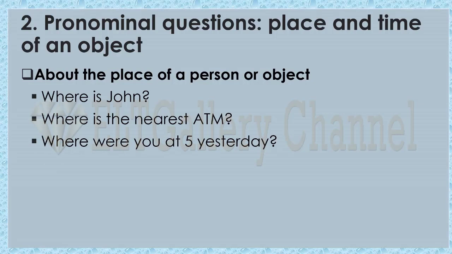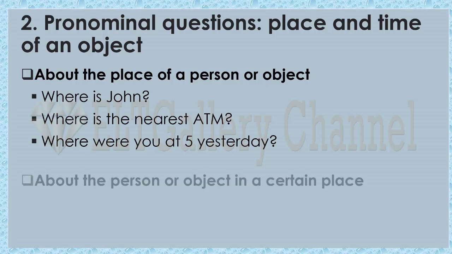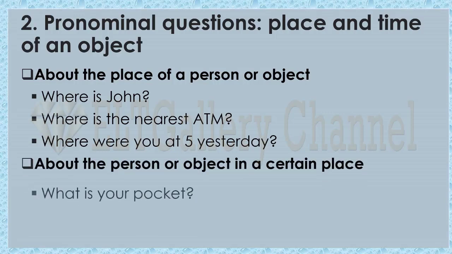Where were you at 5 o'clock yesterday? This one is about the place. I was at home at 5 yesterday. So the form is you have the question word where, and then we have be, and then you have the subject. And then we can also ask about the object. So the place is known, but we want to know about the object, like what is in your pocket? Or just my wallet. What is in your pocket? My wallet is in my pocket.